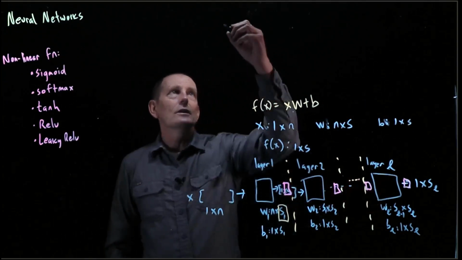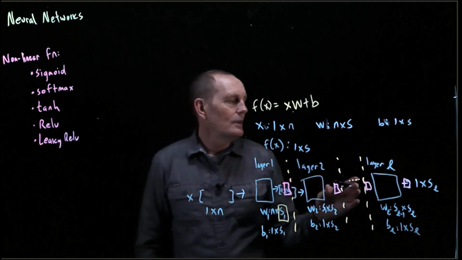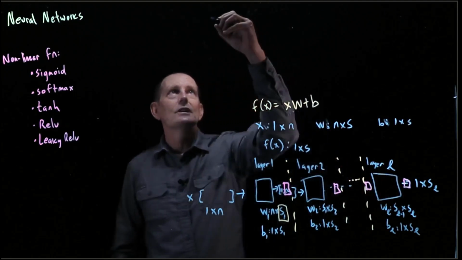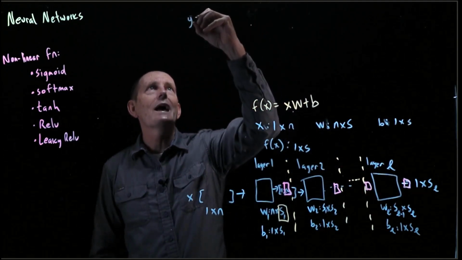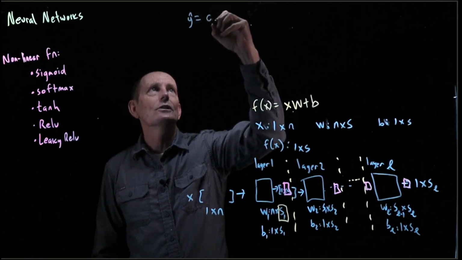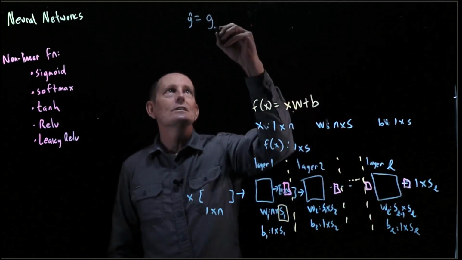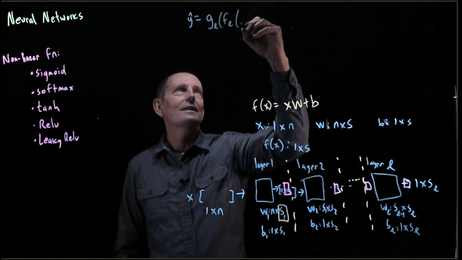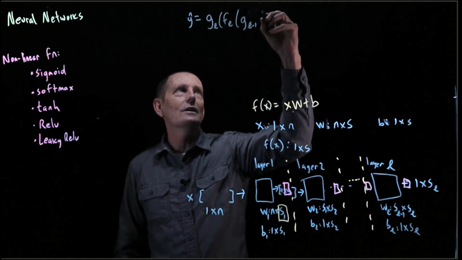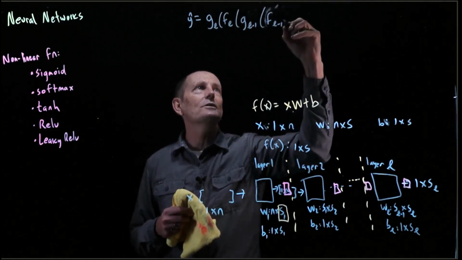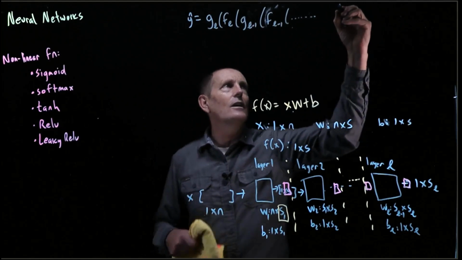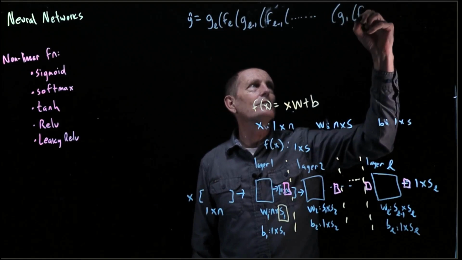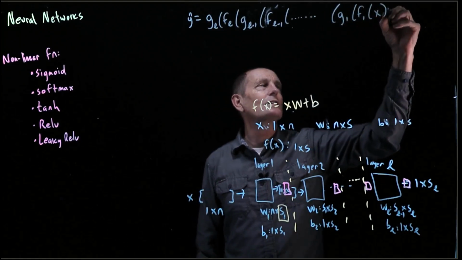So what we're doing is composing all these. Really, if we think about it, I'm going to define, let's say the pink ones, the activation functions, as G, and we'll just use the blue ones as F. So we are computing y hat equals G sub L of F sub L of G sub L minus 1 of F sub L minus 1 of, eventually, G sub 1 of F sub 1 of X.